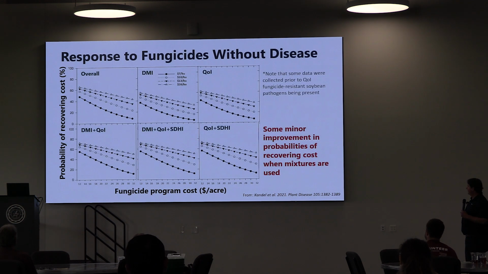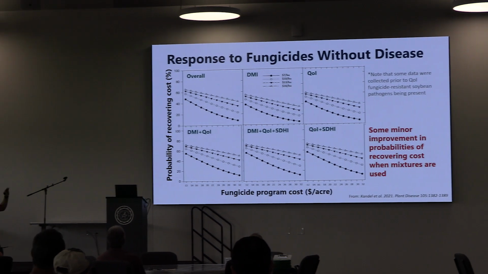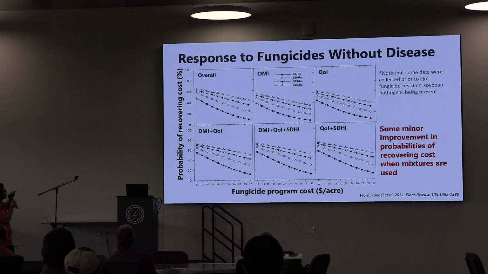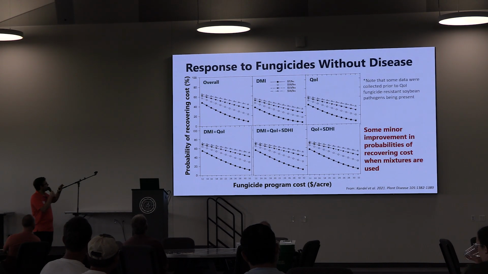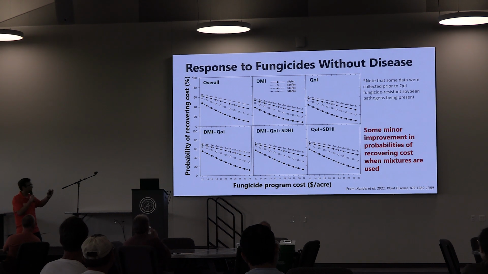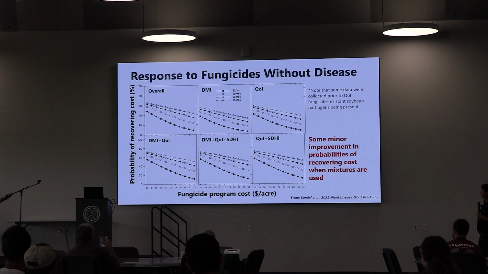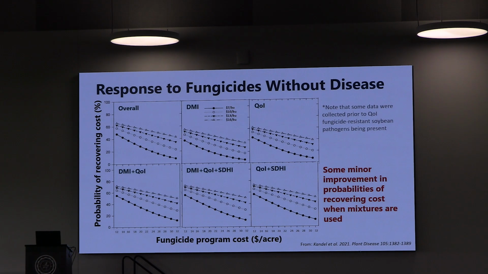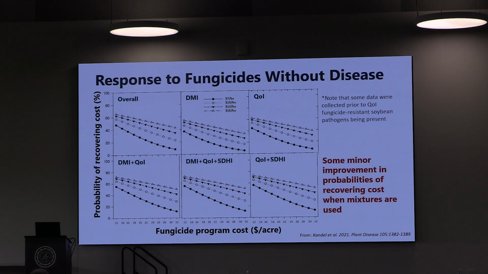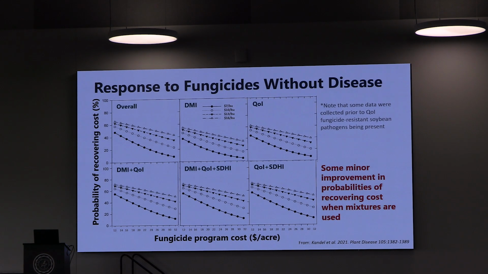So here we have the same analysis, but for each chemical class or the combinations, and what they found was that there are some minor improvements when you compare the mixtures with the single active ingredient products. If you see, for example, QOI versus QOI plus SDHI, you will see that the curves move to the upper right corner of the chart, meaning that there is some kind of improvement in the probability of recovering the cost when we use mixtures.